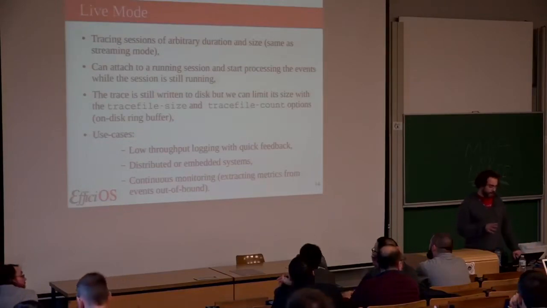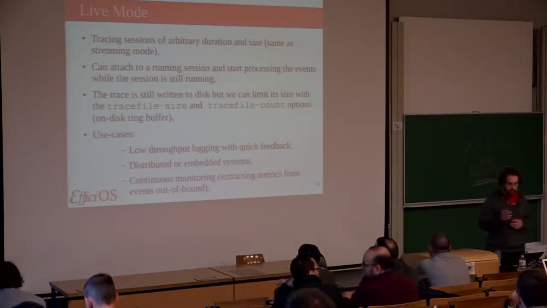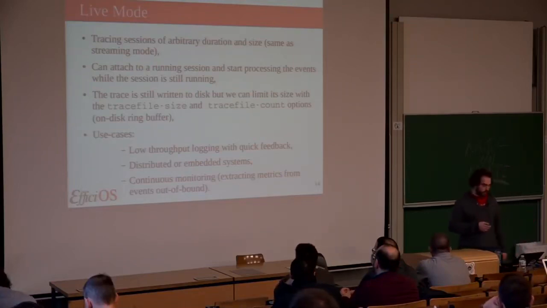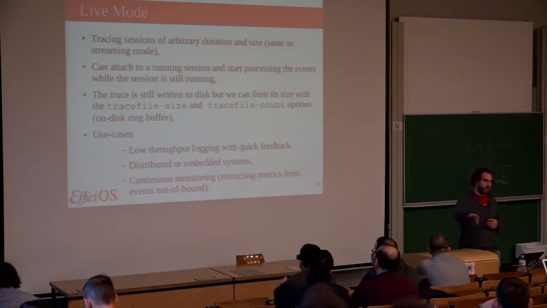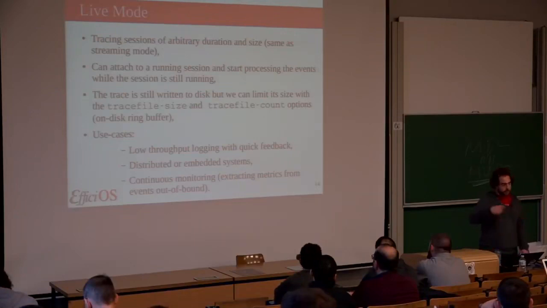Live mode in itself is useful for low throughput logging because you don't want to read 54,000 events per second on the console. So if you configure really specific events that are really low throughput, maybe you want to attach to a live session and see the events when they happen. But it's also used for distributed and embedded system monitoring. So you send the trace to a relay and then you do your analysis on the relay, so you don't have too much impact on the system that is being traced. You just use it to trace, send packets, and then out of band you have a system that's processing it.